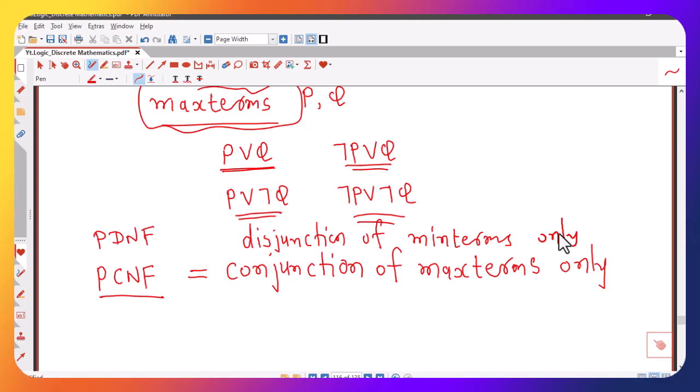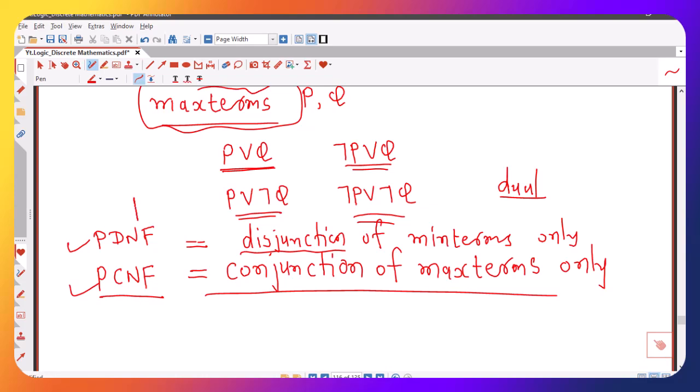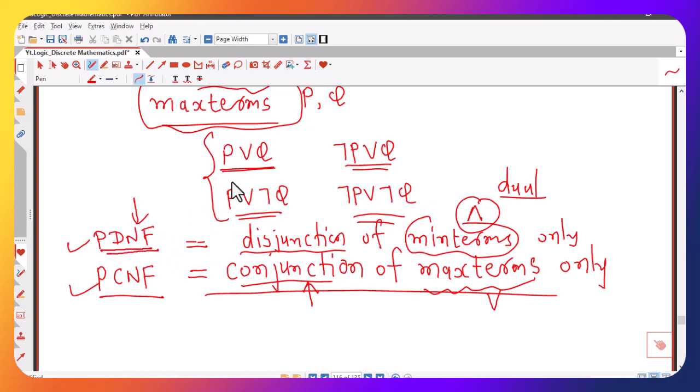So if you have understood principal disjunctive normal form, you will be able to understand this easily. Here we are considering the dual of whatever we have done for principal disjunctive normal form. In principal disjunctive normal form we consider disjunction; here we are taking conjunction. There we consider min terms and use the AND operator; here we will use max terms and consider OR operators. The rest of the things are similar to principal disjunctive normal form.